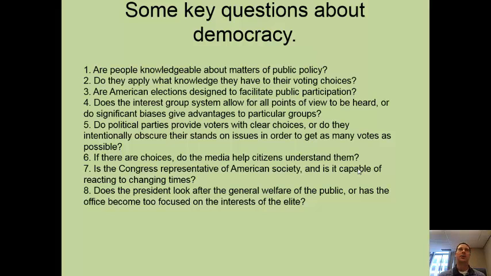Is Congress really representative of American society? You can think of it, a lot of them are older white men, right? Is that really what the country looks like now, or is it more diverse? Will it be able to react to changing demographics? Does the president look to the general welfare of the public, or is it primarily focused on the 1% and those kinds of things?